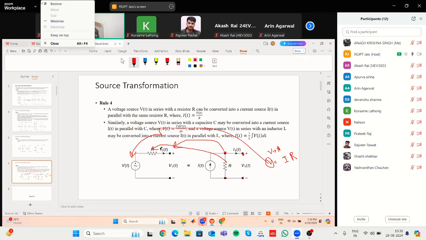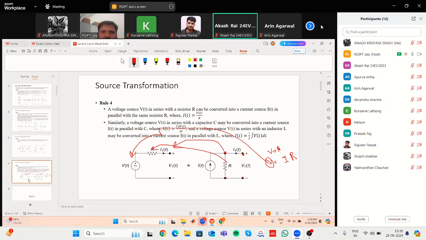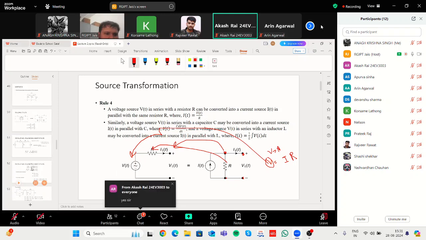So is it clear? Going from voltage source to current source to voltage source. Is it clear? Yes, sir. Okay.